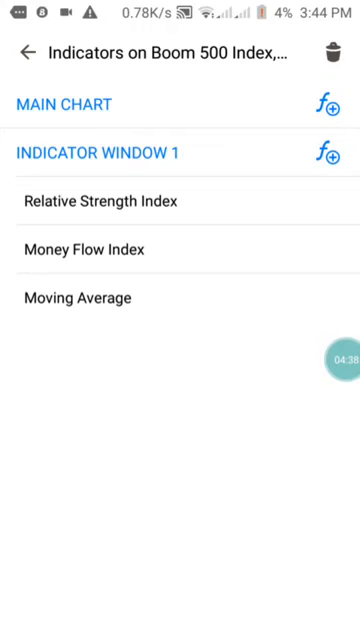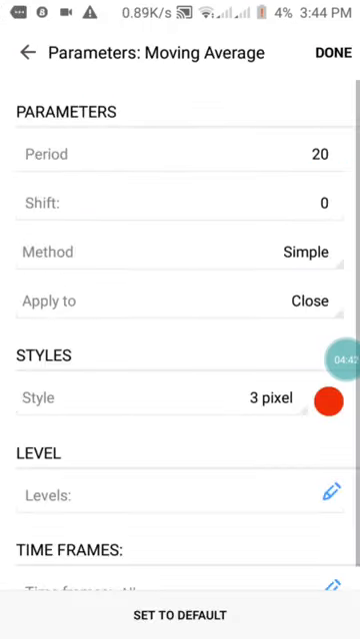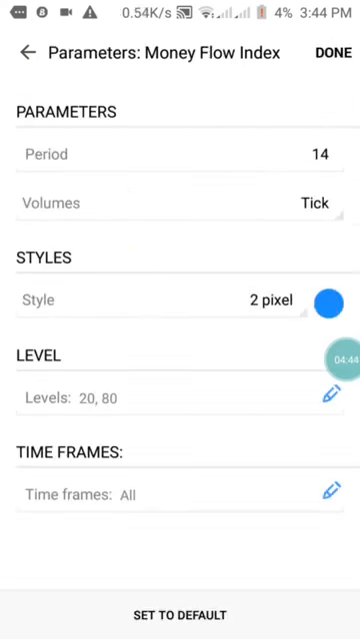Then we have our Money Flow Index. Let me show you our Money Flow Index. We have the period of 14. We have the volume to be tick. We have our style in blue color, and we have our levels at 20 and 80. So don't forget to set this up like this.